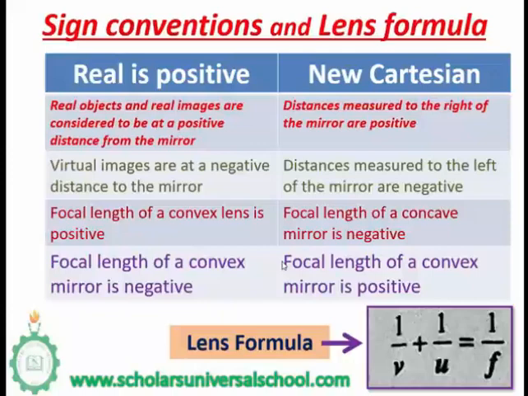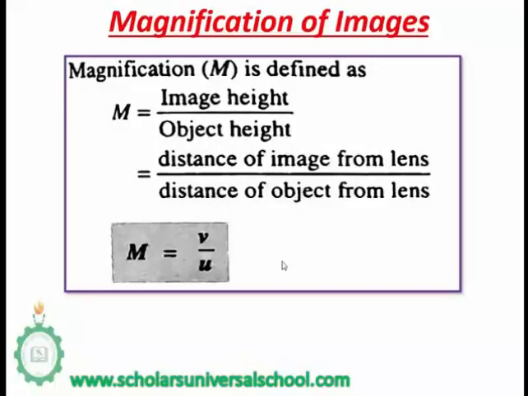Now the focal length of a convex lens is always positive. Note, the focal length of a convex lens is always positive, and the focal length of a concave lens is always negative. So the lens formula is also given by 1 over v plus 1 over u equals 1 over f. Now going to magnification of images, your magnification, just as in mirrors, is the image height or image size over the object size.